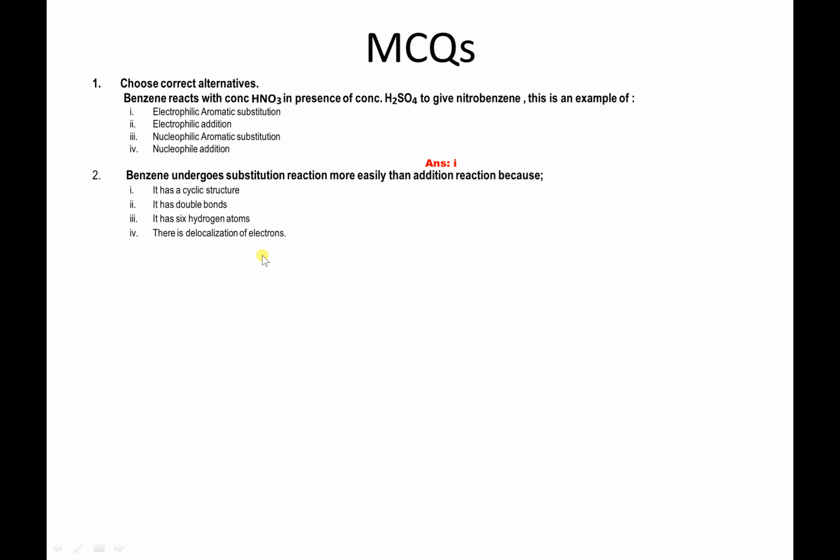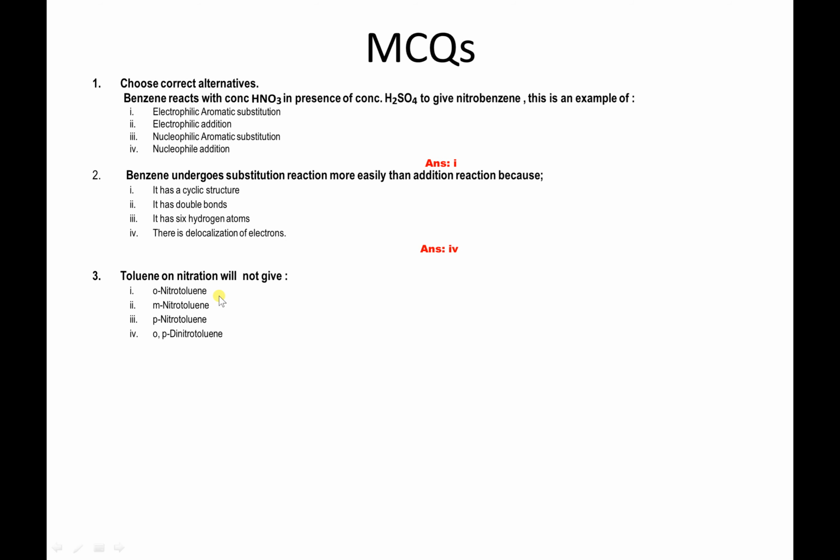Benzene undergoes substitution reaction more easily than addition reactions because it has a cyclic structure, it has double bonds, it has 6 hydrogen atoms, there is delocalization of electrons. So what is the correct answer? There is delocalization of electrons. Pi electrons are nicely and uniformly spread above and below the flat benzene ring. That is very much essential for benzene to undergo very facile electrophilic aromatic substitution.